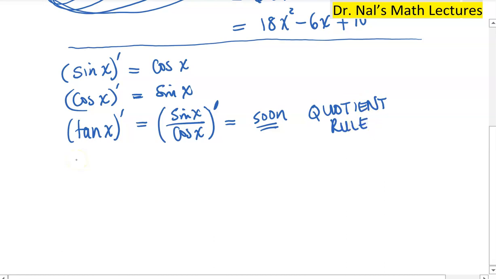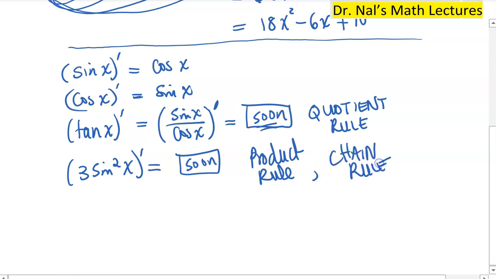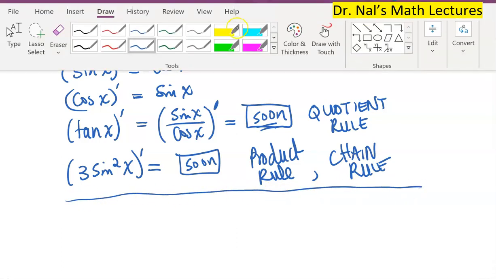So for instance, you can spice things up a little bit. How about an expression like 3 sine square of x, the derivative of this. Now for that, again, I should say soon, only after I show you what's called the product rule, as well as, actually more than the product rule, I really need here the chain rule. All right, so both of these I'm about to show you just in a few minutes. All right, so that's pretty much the main results that you need to know.